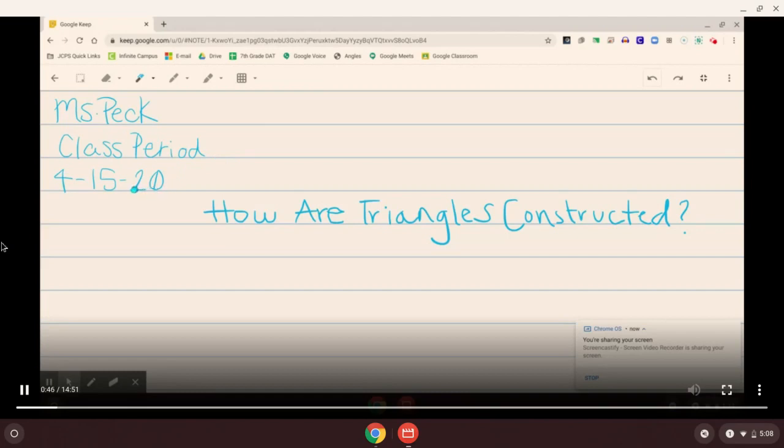Our title for our lesson today, day 7, is How Are Triangles Constructed? You briefly talked about triangles yesterday and wrote notes for that. And then today we're going to use our angles to construct those triangles.